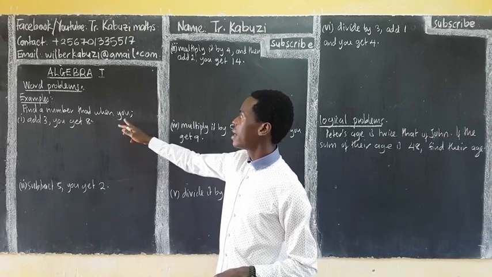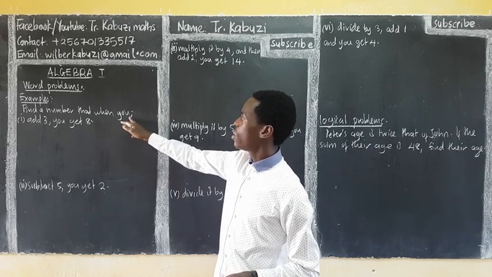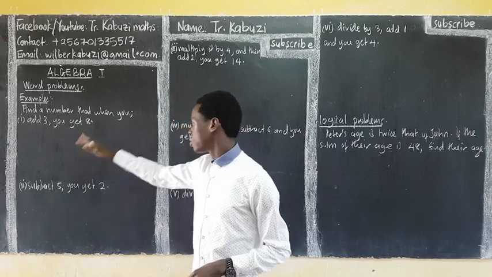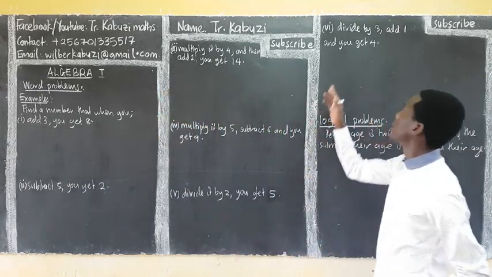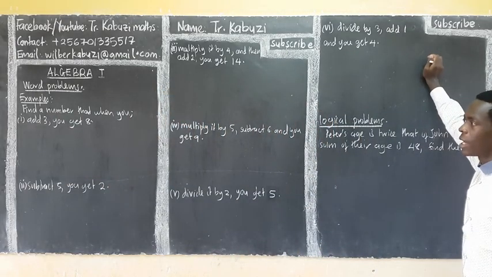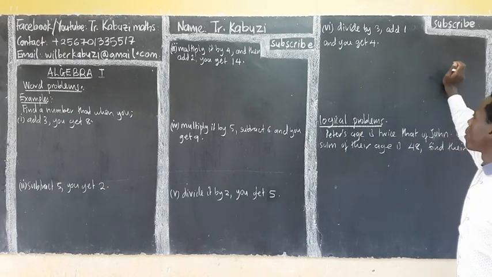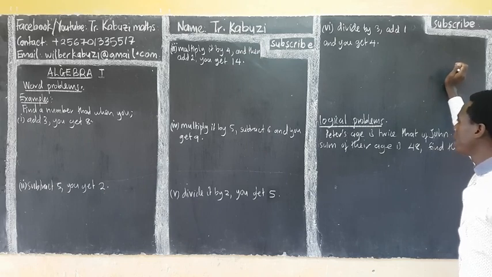So this is find the number, find the number that when you do number 1, number 2, up to number 6. So those are the ones we are going to do in our groups. Then we have logical problems. We are going to see more in the next lesson.